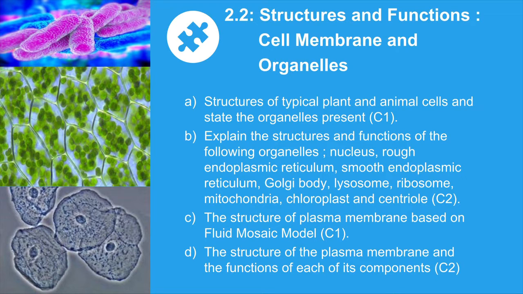There are 4 objectives to be achieved in this subtopic. First, you will be able to know the detailed structures of typical plant and animal cells and state the organelles present. Second, you will be able to explain the structures and functions of the following organelles: nucleus, rough endoplasmic reticulum, smooth endoplasmic reticulum, Golgi body, lysosome, ribosome, mitochondria, chloroplast and centriole. Third, you will be able to explain the structure of the plasma membrane based on the fluid mosaic model. And fourth, you will be able to explain the structure of the plasma membrane and the functions of each of its components.